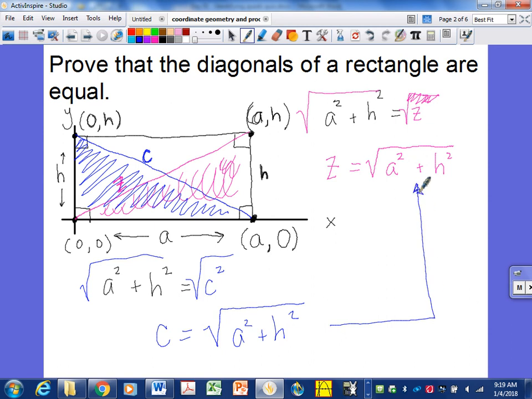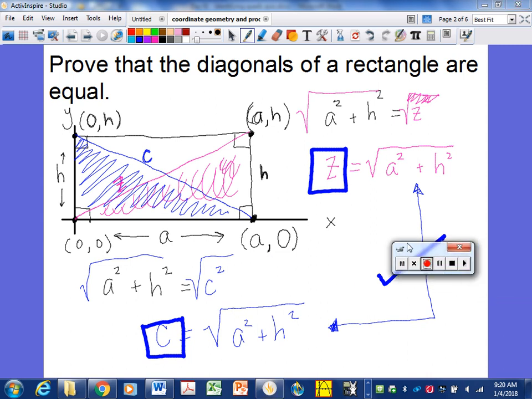Okay, now I check. Is there a difference between these two equations? No, there's not. Since there's no difference, that means that z and c have to be equal, because their equations are equal. They have the same letters, they have the same algebra, everything about them is equal. Therefore, the diagonals of a rectangle are equal. Okay?